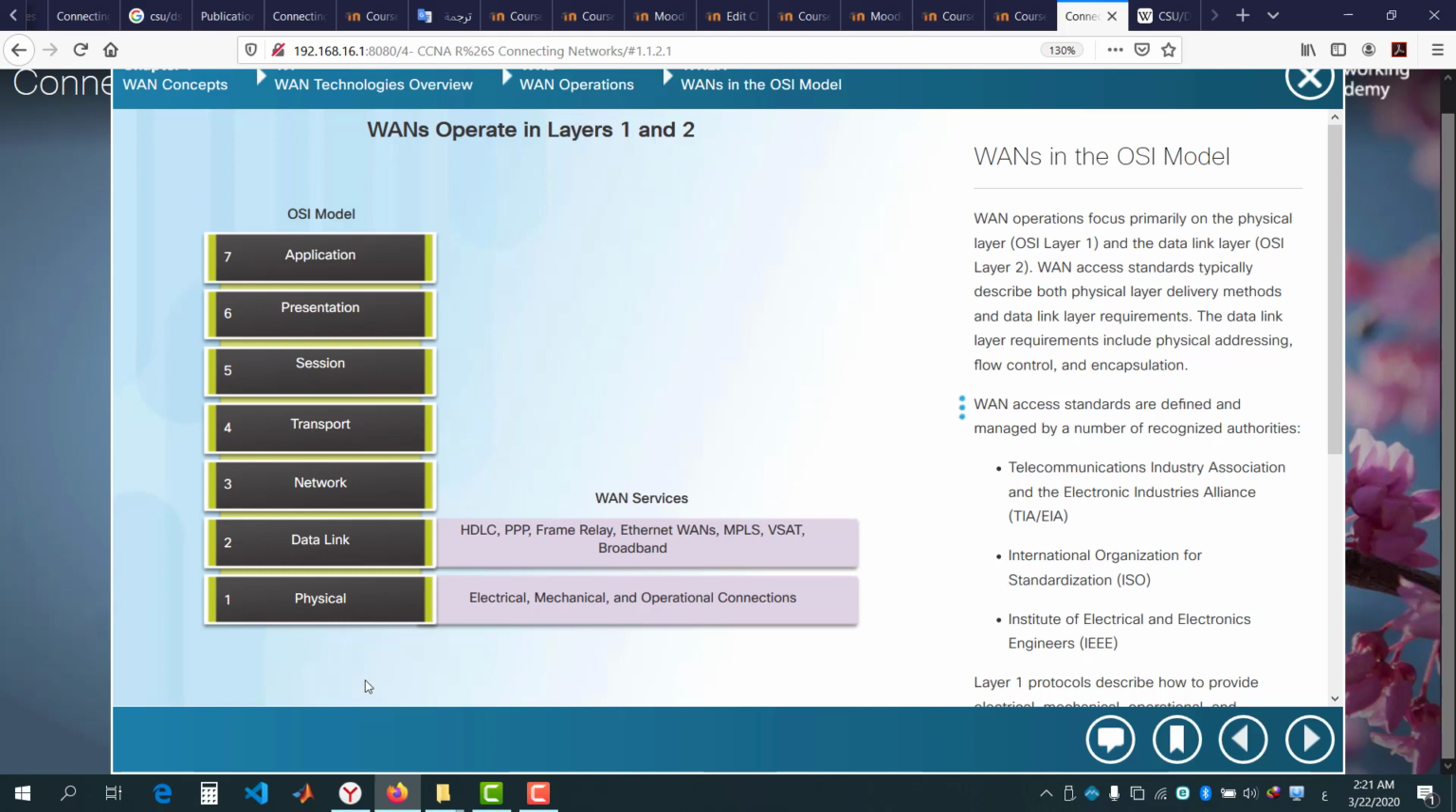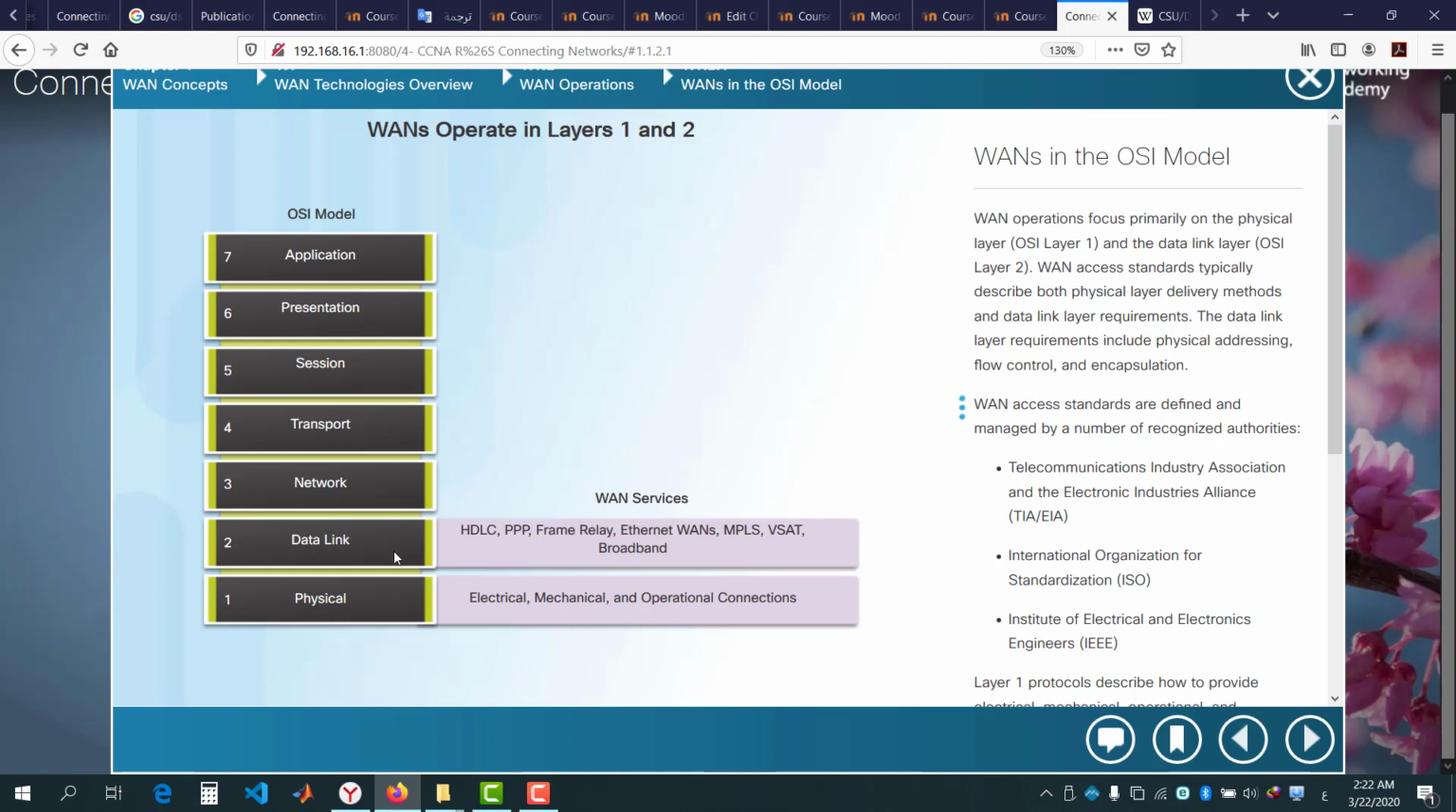So we will focus only on the first 2 layers, which are the physical layer and the data link layer. As you can see from the illustrated graph, in each layer there is a set of protocols and a set of technologies. As you know, the physical layer deals with the different media and cables, and it tries to represent the signal in electrical, mechanical, or operational connection.